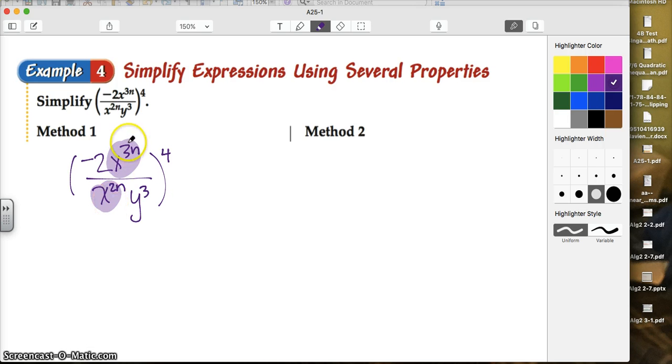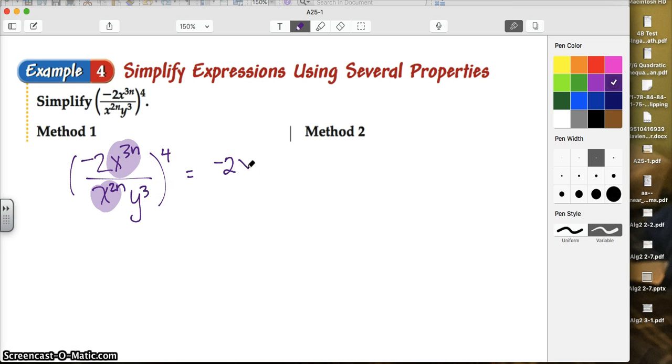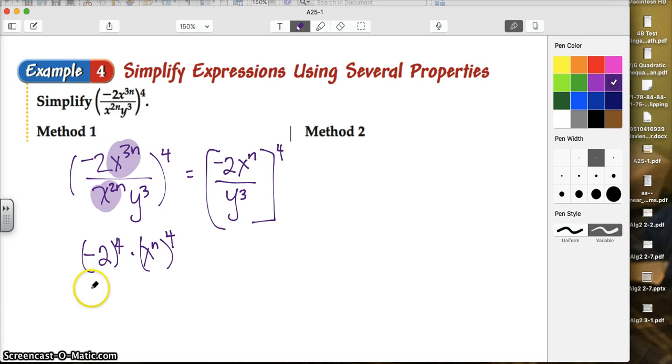So I've got that x there. When I've got the same base and I'm dividing two things, I can subtract those. So I can look at this as negative 2 times x to the, well, what's 3n minus 2n? 3n minus 2n is just n, and that y stays down there in the denominator. Now I can deal with the 4 and go ahead and apply the 4 to everything inside because everything's being multiplied or divided. So negative 2 to the 4th power times x to the n raised to the 4th power times y to the 3rd power raised to the 4th power.